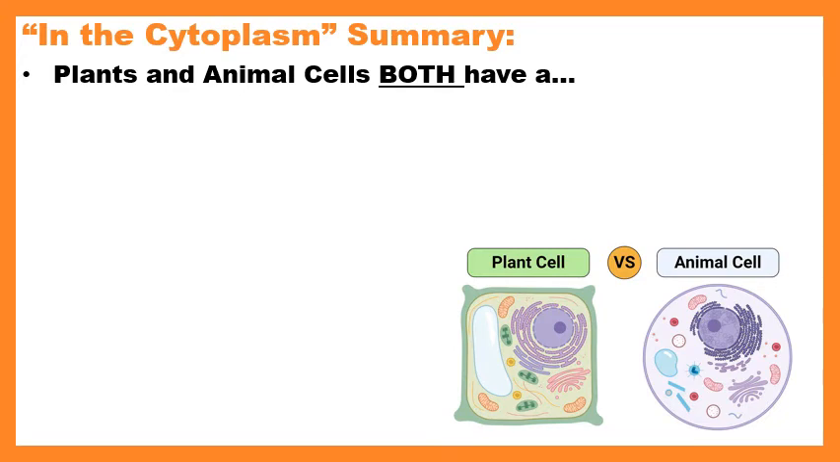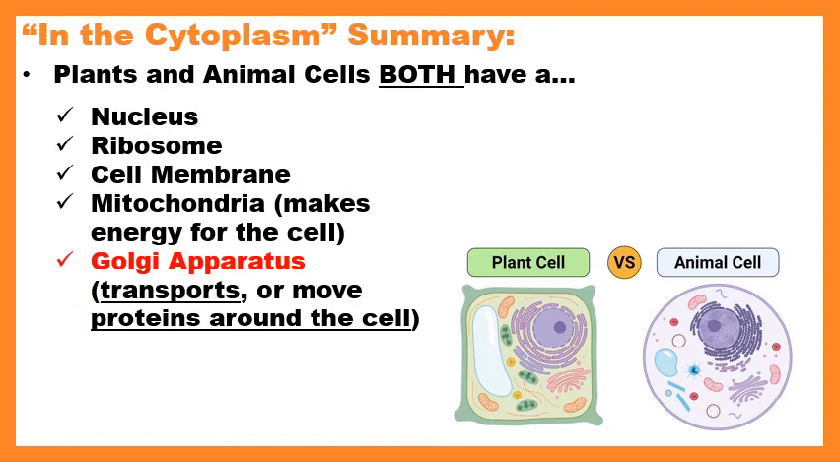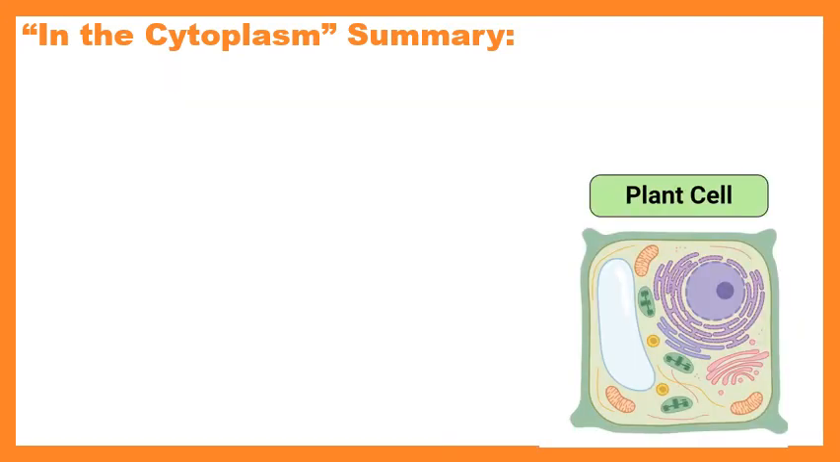Okay, so plants and animals, we're not talking about bacteria, just plants and animals, they both have a nucleus, ribosome, cell membrane, mitochondria, which makes energy for the cell, and something called a Golgi apparatus, which transports or moves protein around the cell. So no matter what plant or animal cell you're looking in, you're going to see both of these organelles in both cells. But sometimes a plant cell will have a different organelle than an animal cell, and that's what we're going to learn about.